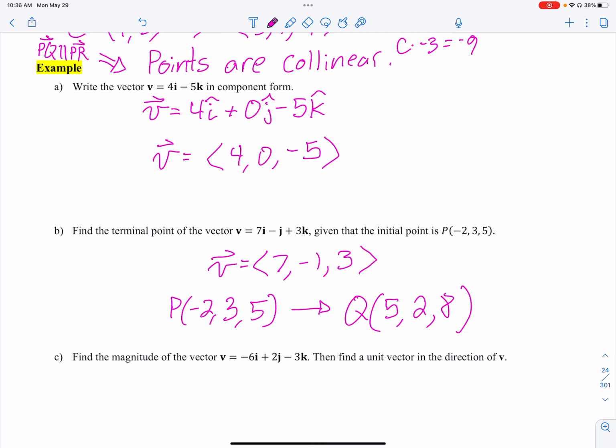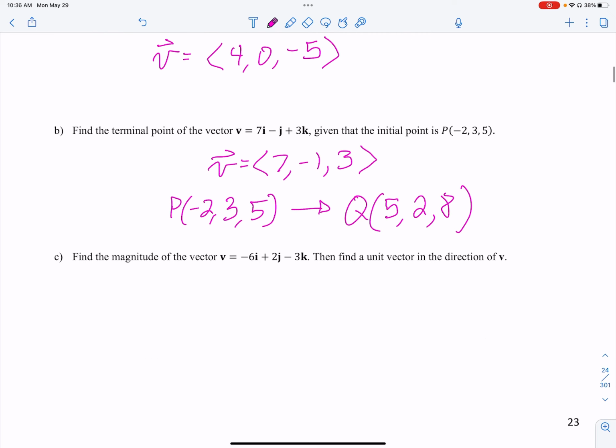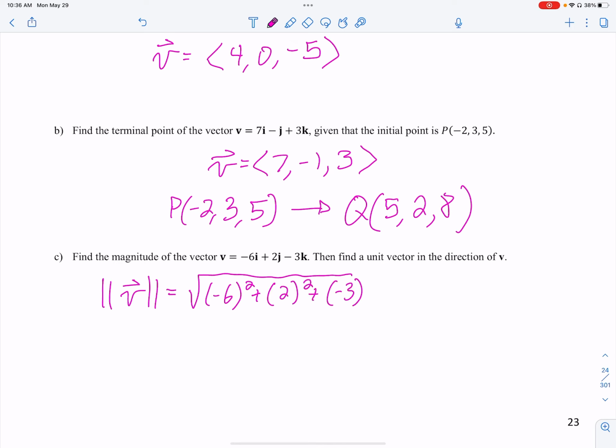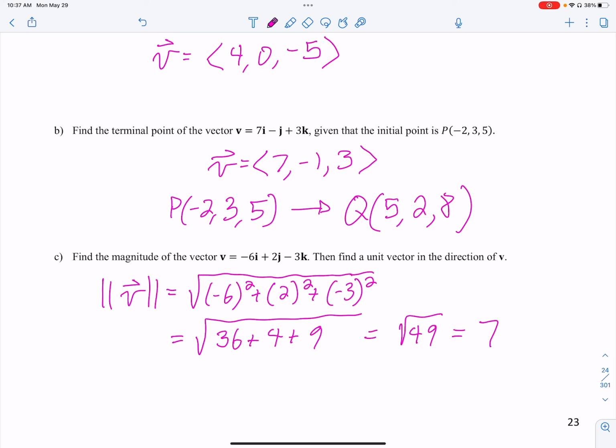and how it works. All right, find the magnitude of this vector, then find a unit vector in the direction of v. Okay, so I have v. I'm going to find its magnitude first because if it is a unit vector, I'm done. Okay, so the magnitude is going to be negative 6 squared plus 2 squared plus negative 3 squared. And that's the square root of 36 plus 4 plus 9. What is that? That is 49. Square root of 49, that's nice and pretty. We have the magnitude as 7.